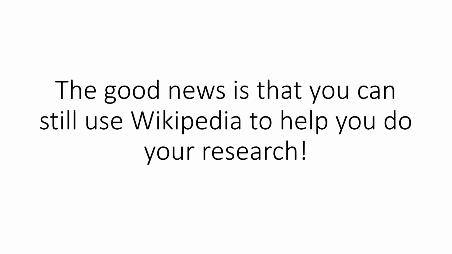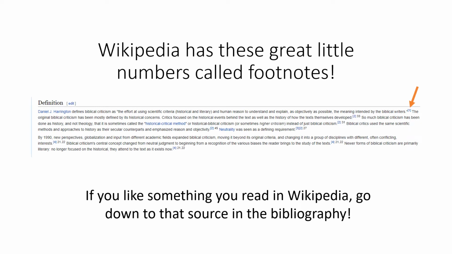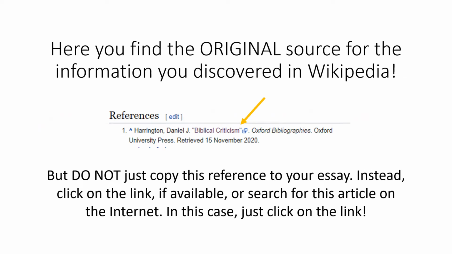You can use it to help you do your research. You may not be able to use the information directly out of Wikipedia, but Wikipedia has these really helpful numbers called footnotes. You can see the little golden arrow there pointing to number 1. If you're reading something in Wikipedia and you like it, go down to the source in the bibliography or the reference page at the bottom. So if we look up number 1, we read this definition by Daniel Harrington and we like it. We go down to number 1 and we find the original source.